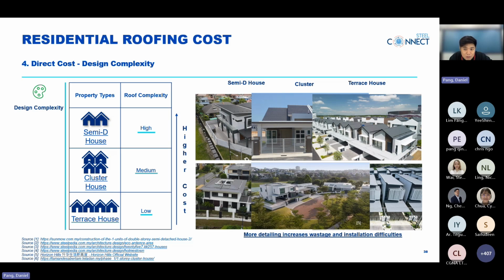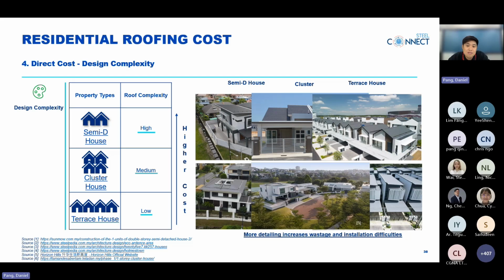The more detailing we introduce, the more material wastage, installation difficulty, and also labor time we create, all of which increase cost. Now, cluster houses typically sit in the middle. Their roof design must be coordinated across multiple units, which limits some freedom but still allows for variation. As a result, their roof complexity is medium and costs are more controlled compared to semi-D houses, but higher than terrace houses.